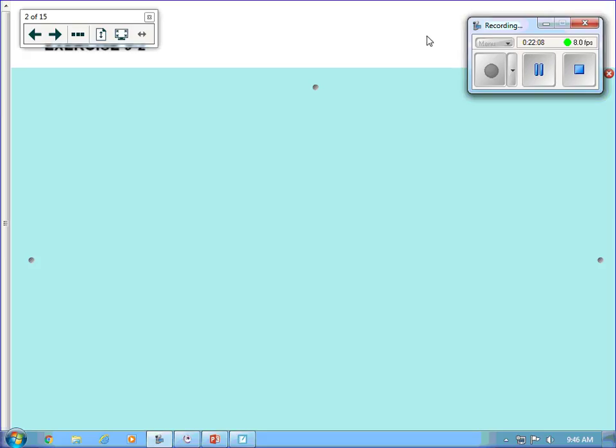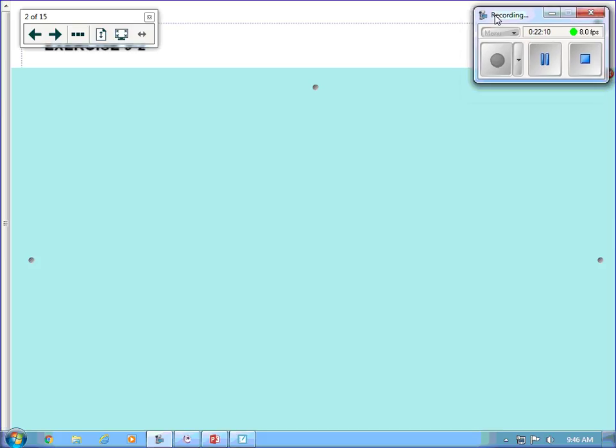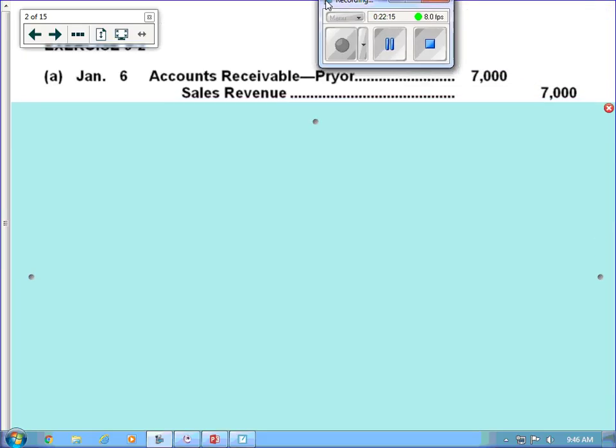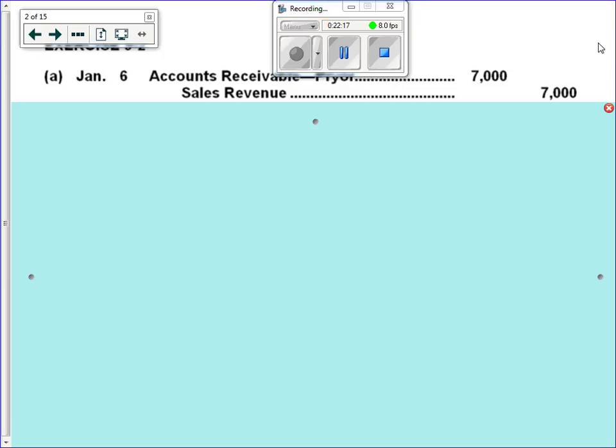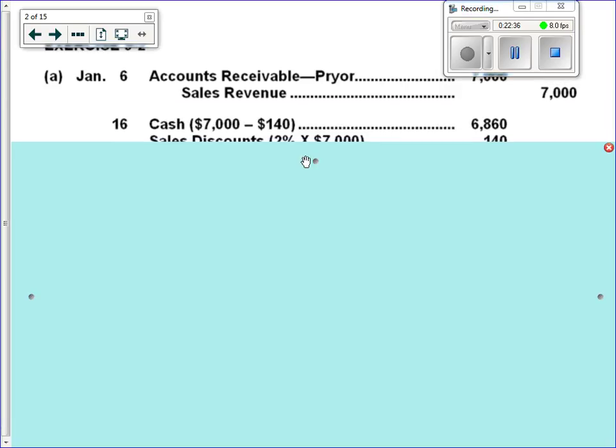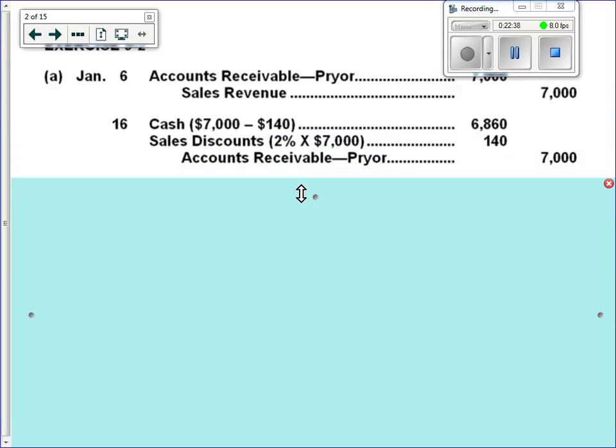Let's do it. So I'm not even going to look at the book. I'm going to test my skills up here. I see that AR to Prior went up, with sales revenue went up as well. So I assume Prior bought $7 grand worth of stuff and charged it. Normally we'd see an additional COGS in inventory, but just remember we're not doing that for this chapter. Then on the 16th, they paid. So they didn't return anything, they just paid.